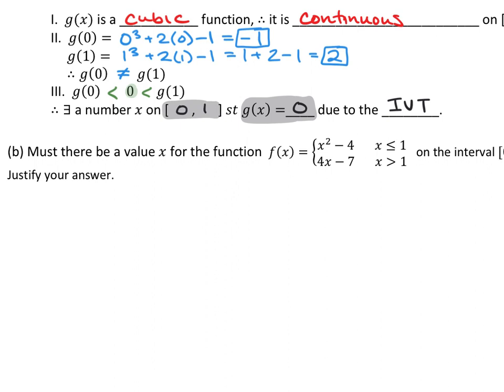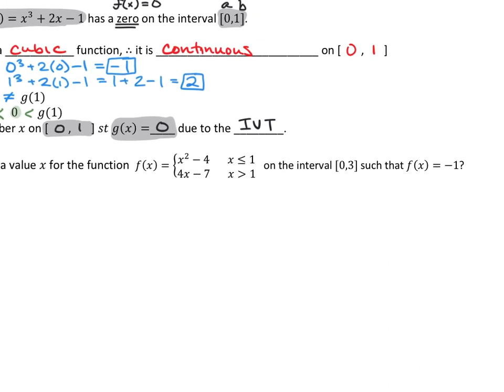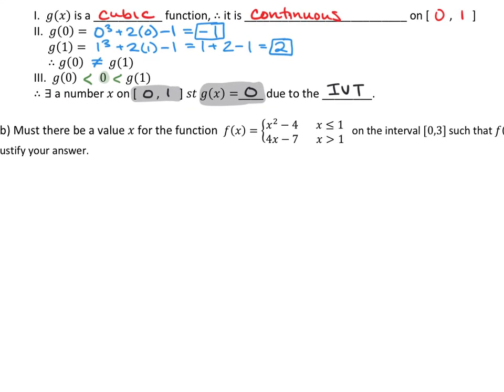Okay, it asks you, must there be a value x for the function f of x equal to this piecewise function, x squared minus 4 and 4x minus 7, on the interval from 0 to 3 such that f of x equals negative 1. Okay, so we have the function that we're checking, we have the interval that we're checking, and we have the number we want to see show up. Okay, first step is to make sure it's continuous.